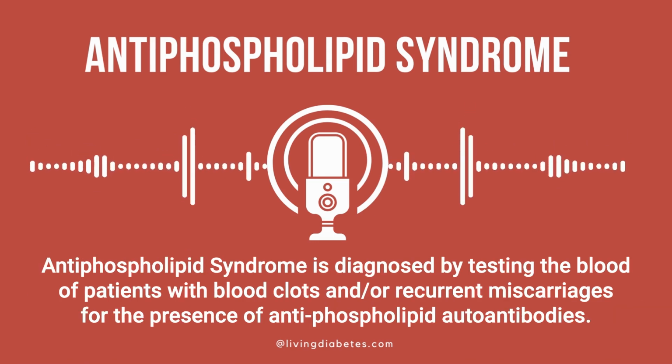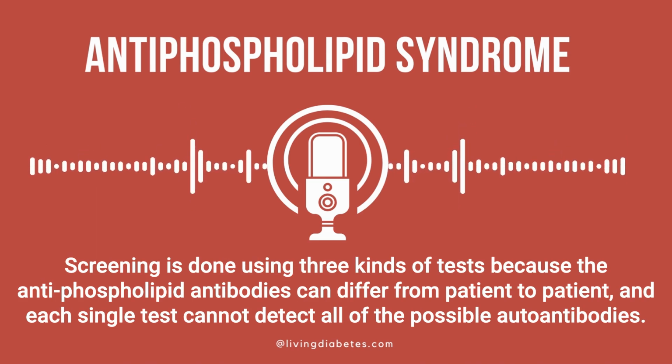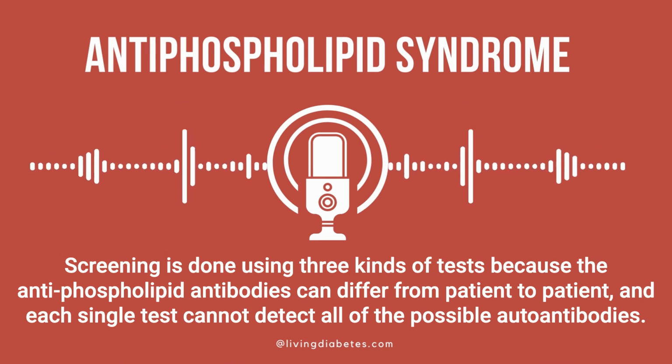Antiphospholipid syndrome is diagnosed by testing the blood of patients with blood clots and/or recurrent miscarriages for the presence of antiphospholipid autoantibodies. Screening is done using three kinds of tests because the antiphospholipid antibodies can differ from patient to patient and each single test cannot detect all of the possible autoantibodies.